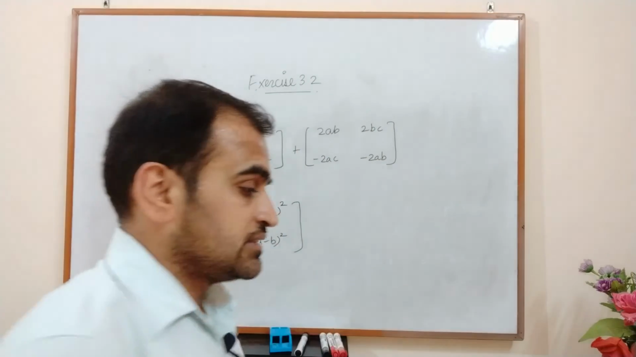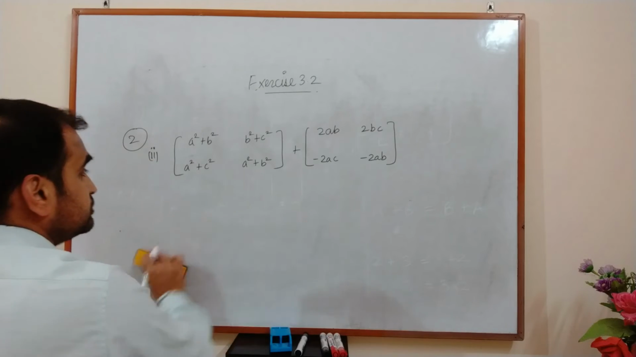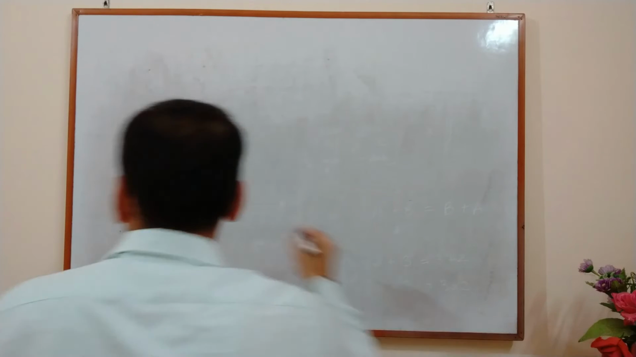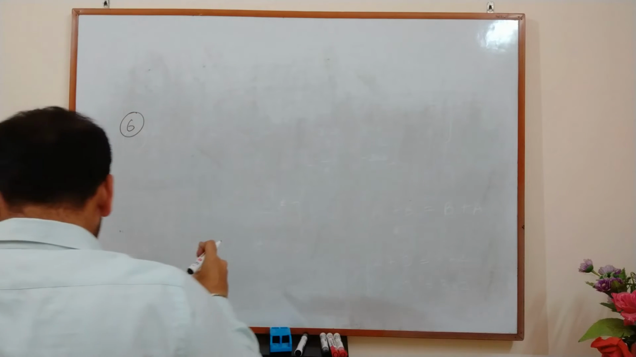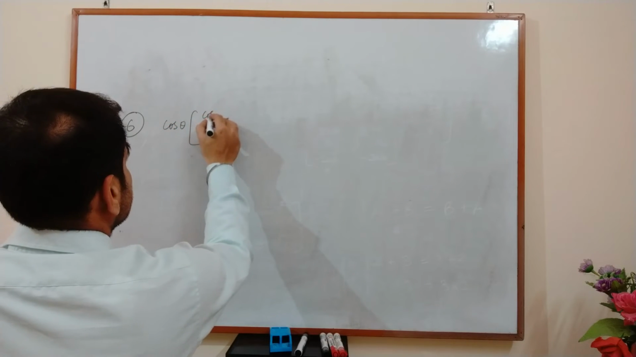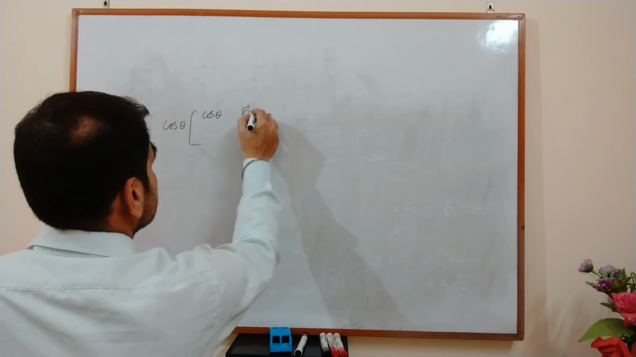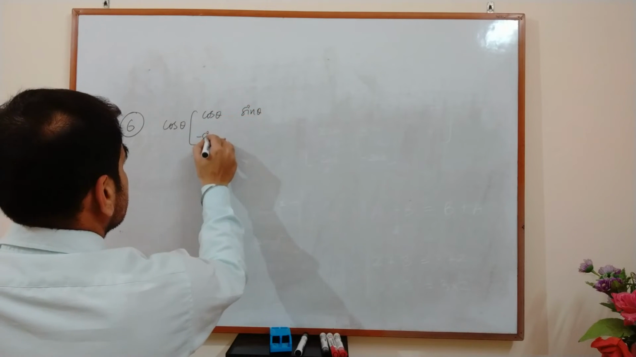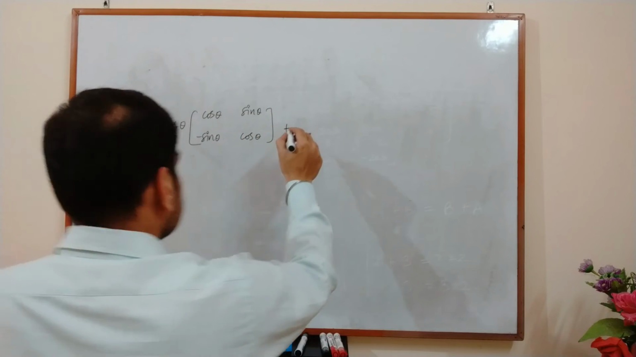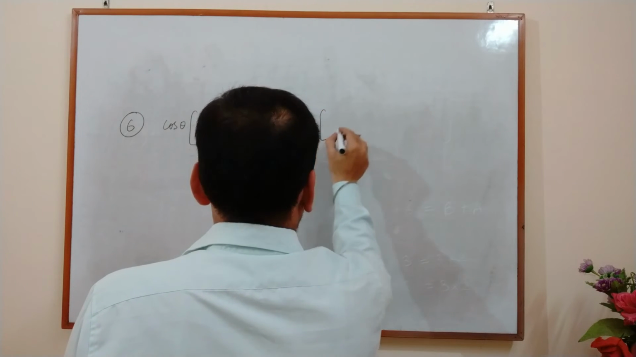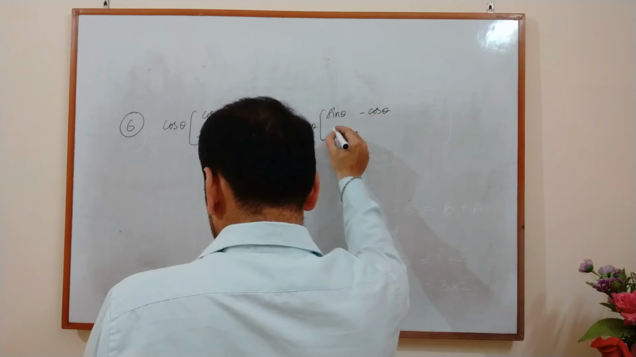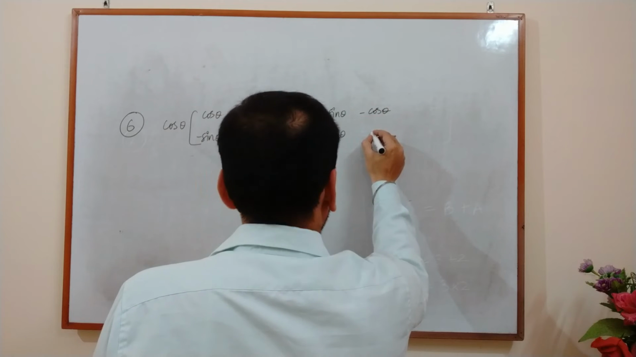That is again very easy. Question number 6. Let's do question number 6. Question number 6 is we have to simplify cos theta times the matrix cos theta, sin theta, minus sin theta, and cos theta, plus sin theta times the matrix sin theta, minus cos theta, then cos theta, and the fourth element is sin theta.